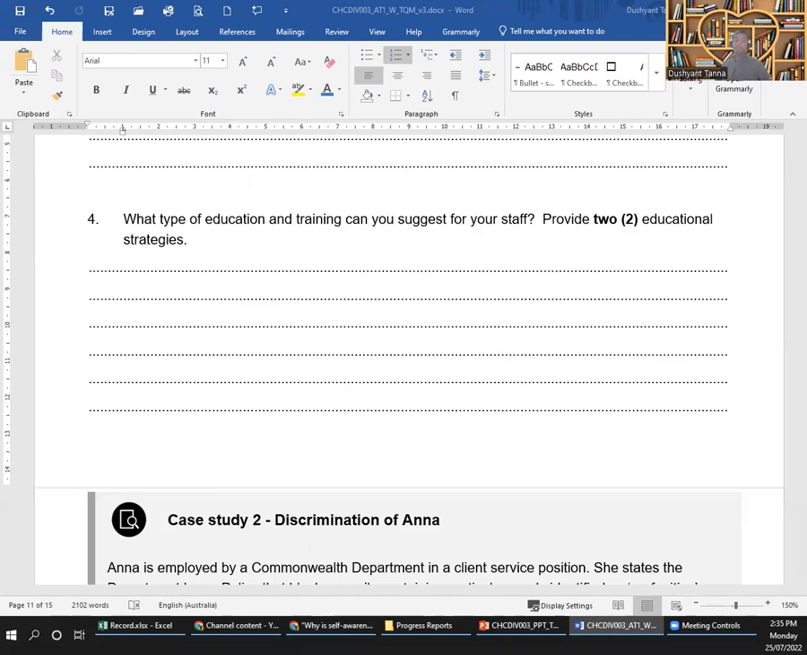Very good. Time management work skill. Yep. What in terms of diversity? Can you think of something in terms of, yes, in-house training, upskilling? Yeah. Something in terms of diversity. Educate staff about diversity, professional development, right?